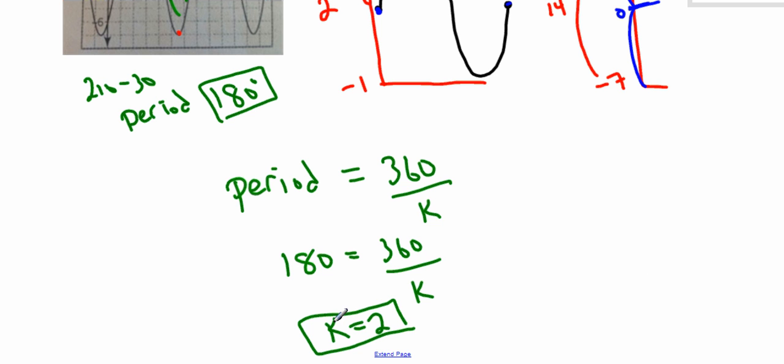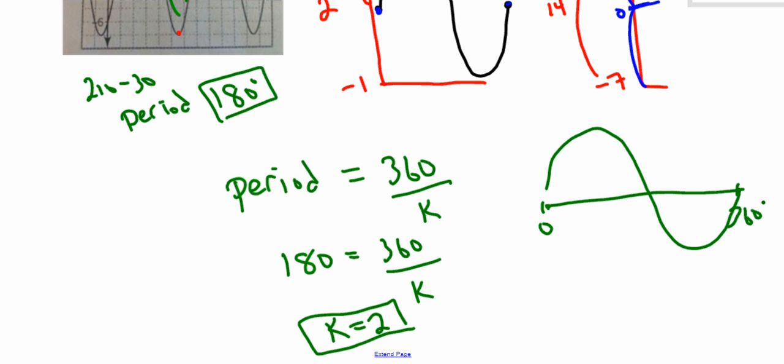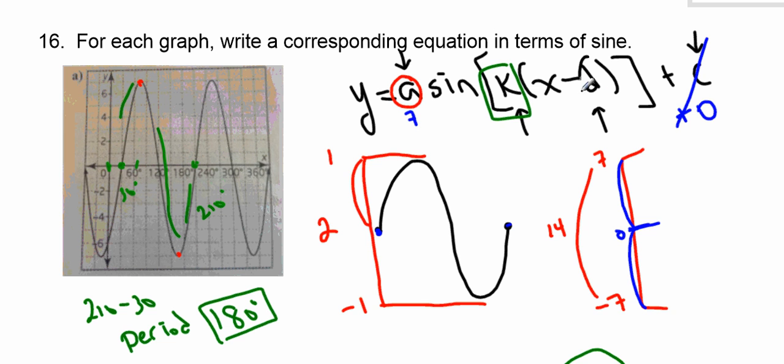One way of thinking about that value, what does it mean to say k is 2? It means that normally it takes 360 degrees to do one cycle, and we can now fit 2 cycles. That's what k equals 2 means. Another way to think about it is that we cut the period in half. So now we know what the k value is, and then finally the d value.